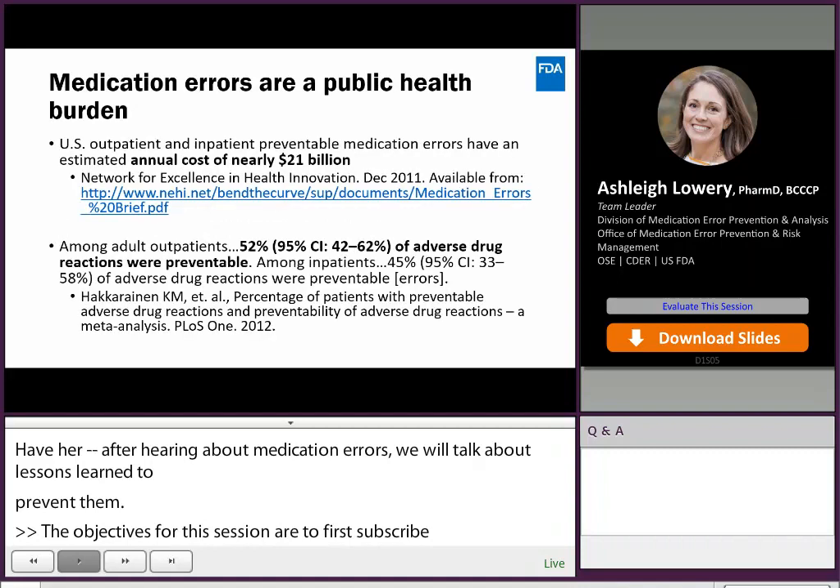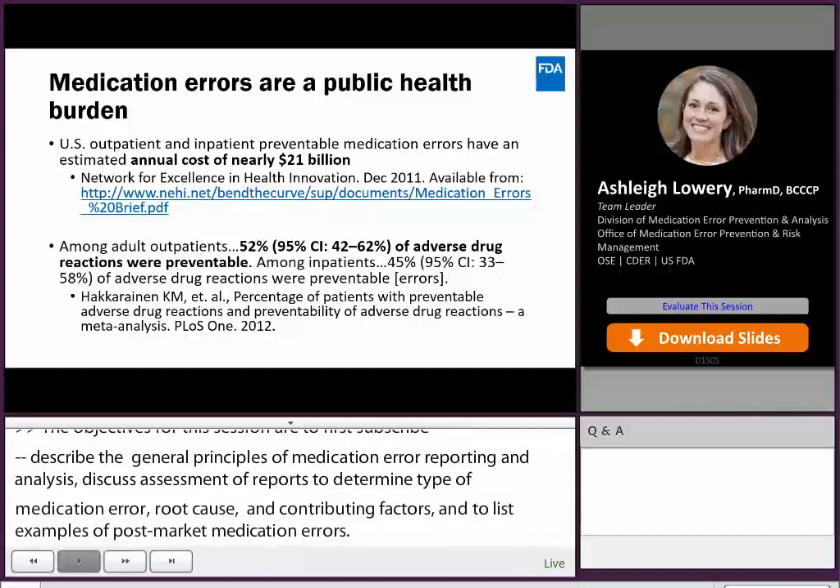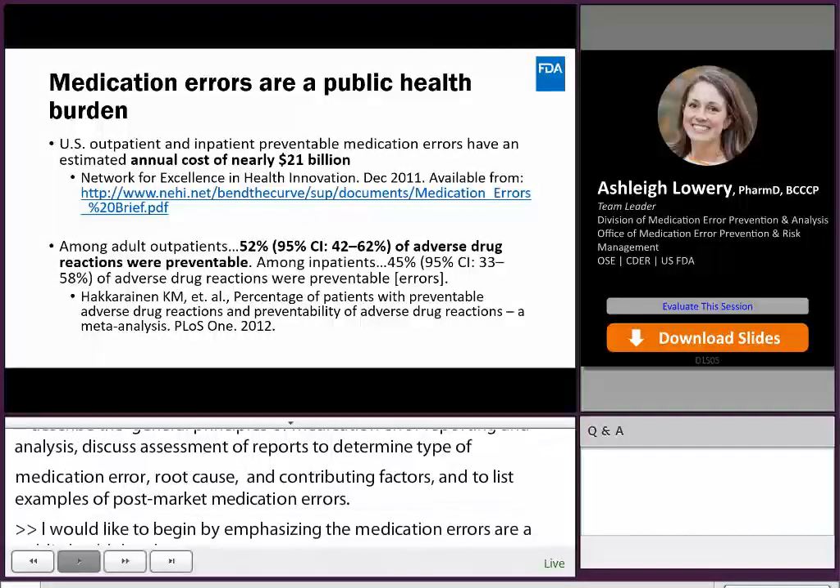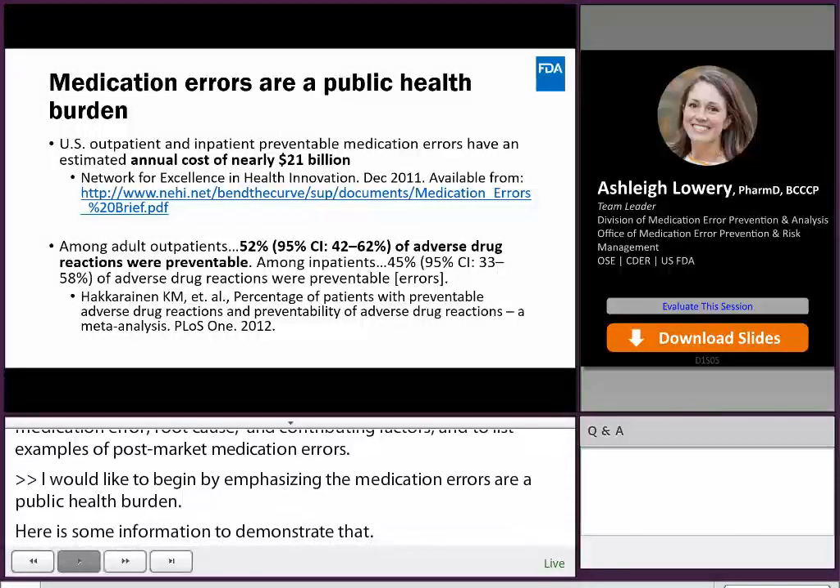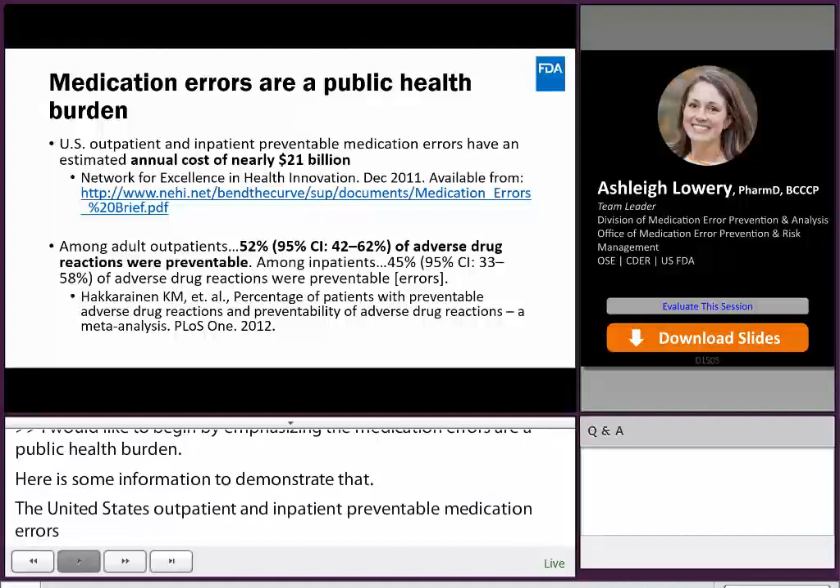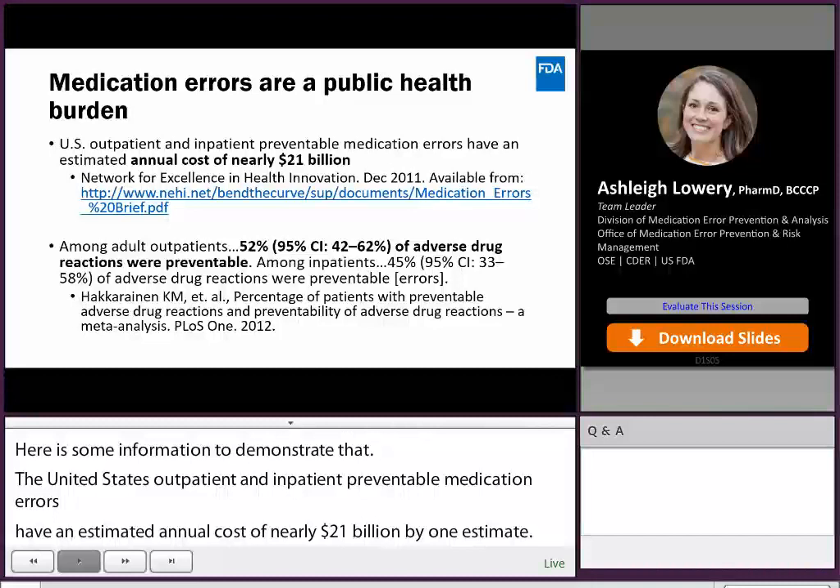I'd like to begin by emphasizing that medication errors are a public health burden, and some information to demonstrate that. First is that United States outpatient and inpatient preventable medication errors have an estimated annual cost of nearly $21 billion by one estimate. Another piece of information is that among adult outpatients, 52% of adverse drug reactions were preventable, and 45% of adverse drug reactions were preventable among inpatients, indicating that a preventable drug reaction could be a result of a medication error.